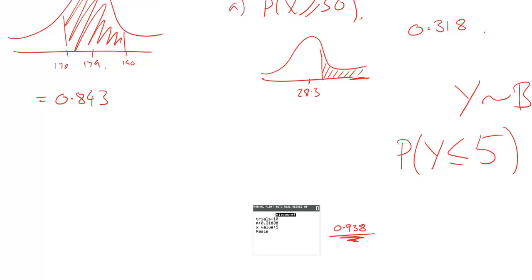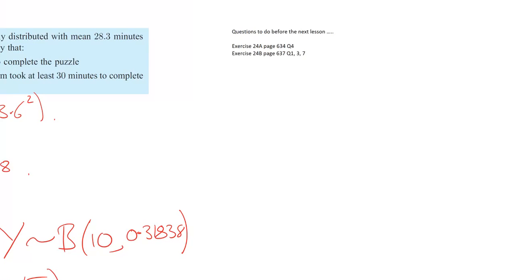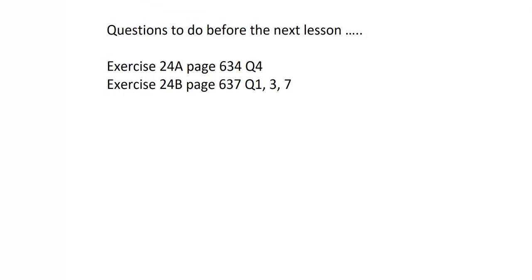when to use each of the two different things. Okay, so following on from this, you should be able to do 24A, which requires no calculator, just that table to help you look up probabilities, and then 24B, which is some practice using the calculator for normal distribution problems. Good luck with the work.